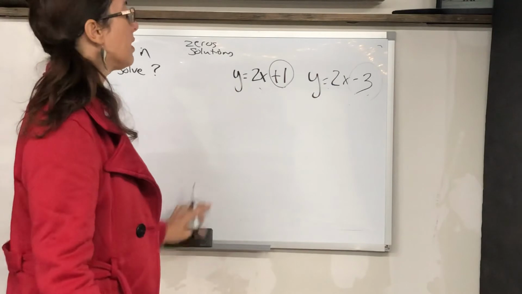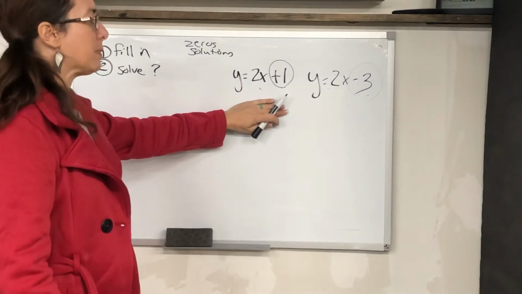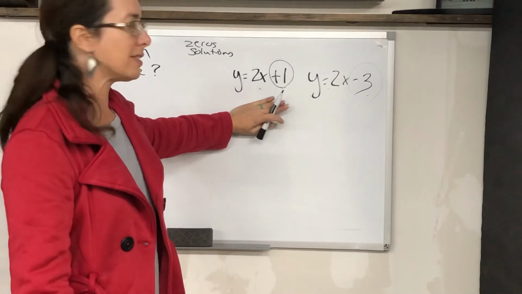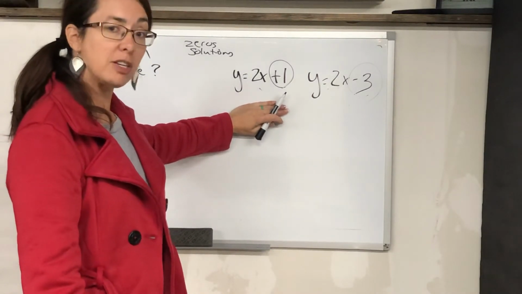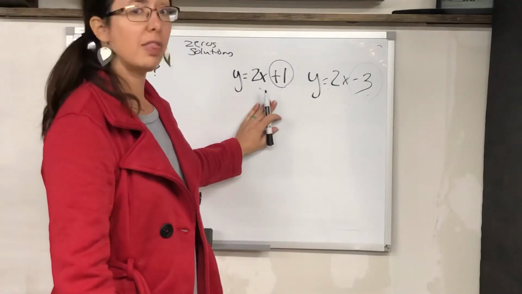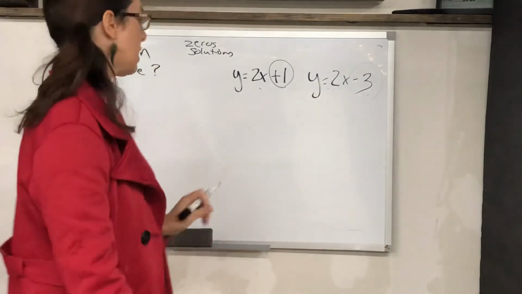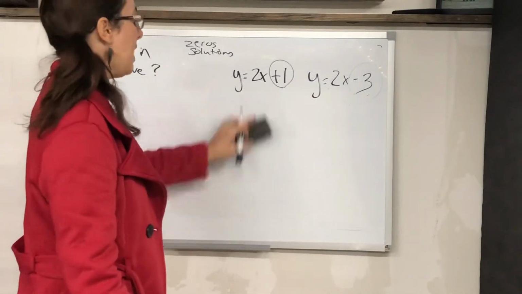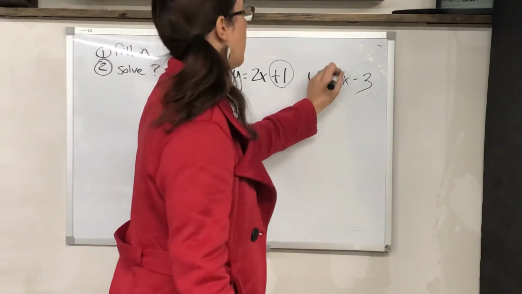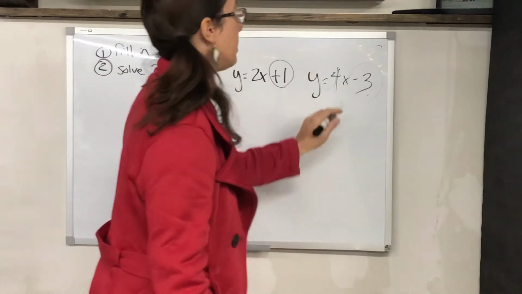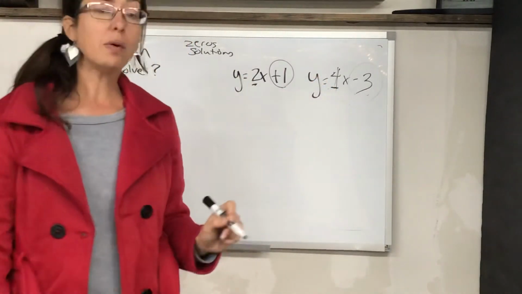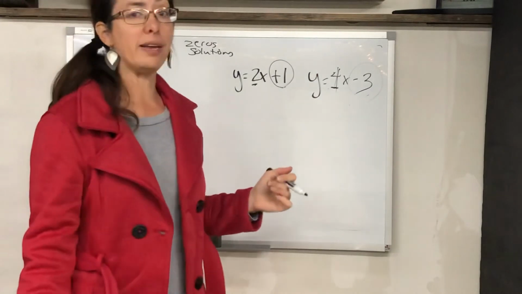If you are given y equals 2x plus 1 and y equals 2x minus 3 and asked, will these equations, will these functions, will these lines ever meet? You can immediately look and say, no, they will never meet. There will never be a point in which they cross. Now, if your slope is different, y equals 2x plus 1, y equals 4x minus 3, when your slope is different, they will meet at some point.